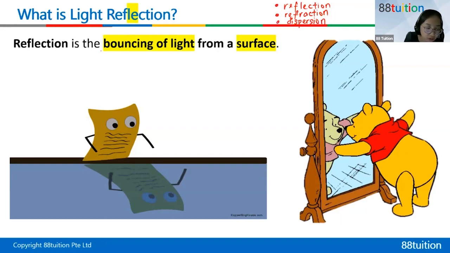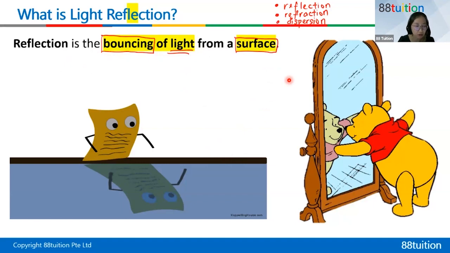So reflection, you need to talk about bouncing. Bouncing of what? Bouncing of the light. And then you must have a surface for it to bounce, like a ball. Think of the light like a ball bouncing on the floor. If you throw a ball downwards, the ball will bounce up. So reflection is the bouncing of light from a surface, if the question asks for a definition.